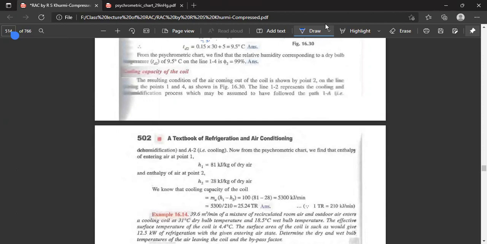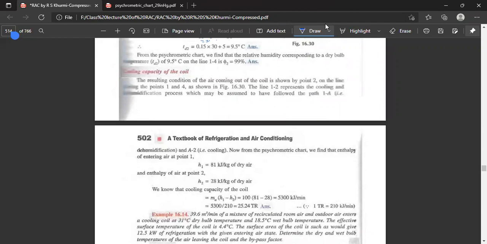Now, for the cooling capacity of the coil, the resulting condition of the air coming out of the coil is shown at point 2. The line joining points 1 and 4 in the figure represents the cooling and dehumidification process, which may be assumed to have followed the path 1 to A and A to 2. From the psychrometric chart, we find that the enthalpy of air entering at point 1 is 85 kilojoule per kg, and the enthalpy at point 2 is 28 kilojoule per kg.